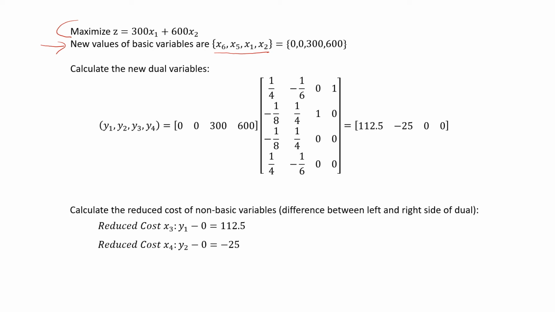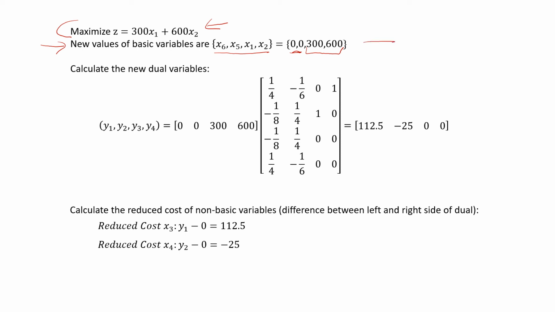In the initial tableau, x3, x4, x5, and x6 were the basic variables. So those were 0 originally. They had 0 coefficients, because they don't appear in our objective function. The coefficients of our objective function for x1 and x2 are right there.